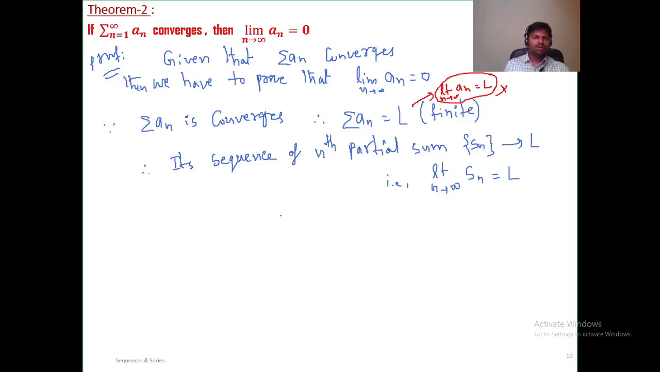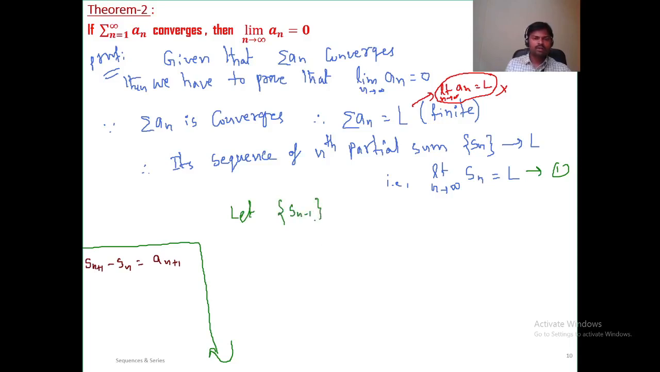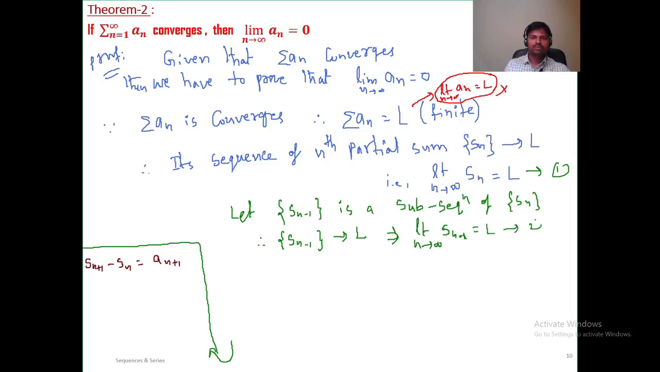So what can you see at Sn minus 1? Sn minus 1 is a subsequence of sequence Sn. So once sequence Sn converges to L, therefore I can say that the subsequence Sn minus 1 also converges to same limit L. That implies limit n tends to infinity, Sn minus 1 will be how much? L. So now assume this is number 2.